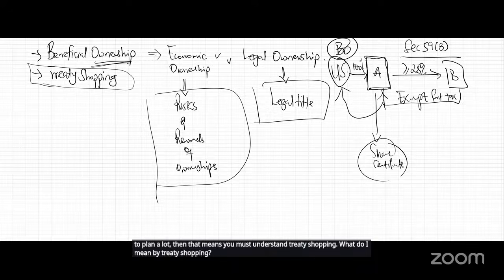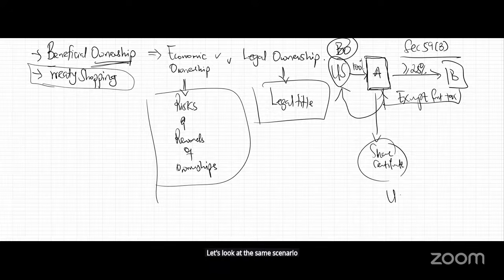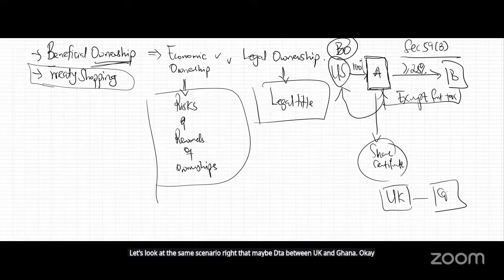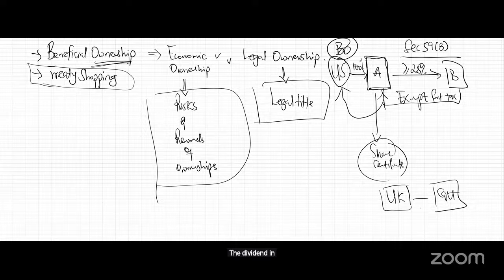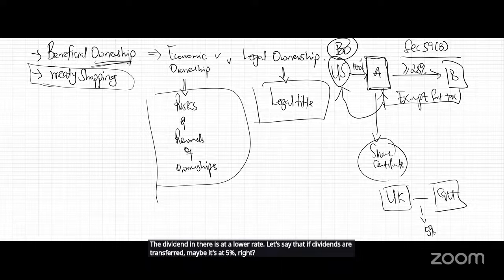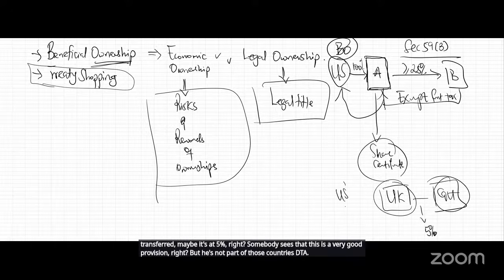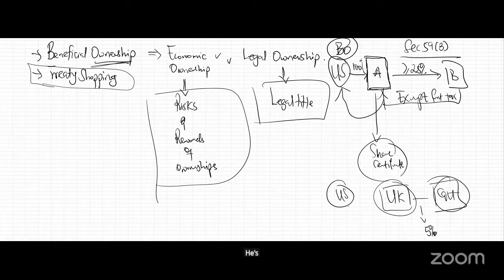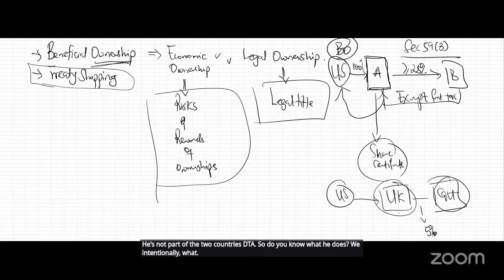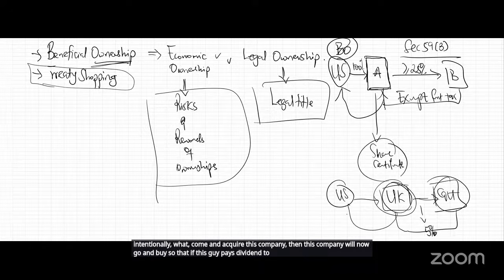Let's look at the same scenario. Maybe there's a DTA between the UK and Ghana. The dividend in there is at a lower rate. Let's say that if dividends are transferred, maybe it's at 5%. Somebody sees that this is a very good provision. But he's not part of those countries' DTA. Let's say this is a US guy, the same way. He's not part of the two countries' DTA. So do you know what he does? He will intentionally come and acquire this company. Then this company will now go and buy, so that if this guy pays dividend to this guy, it will now be transferred to him.